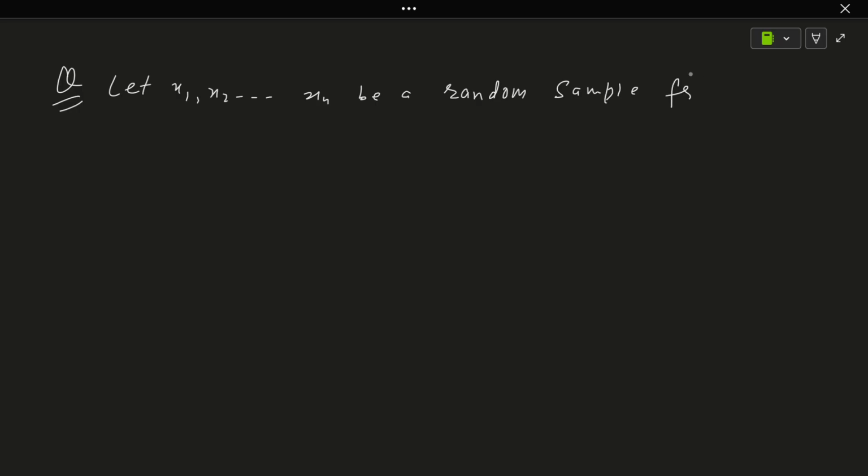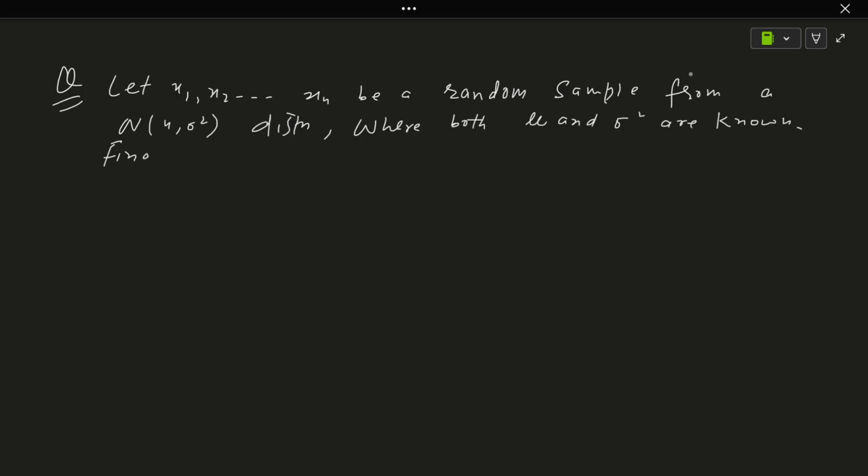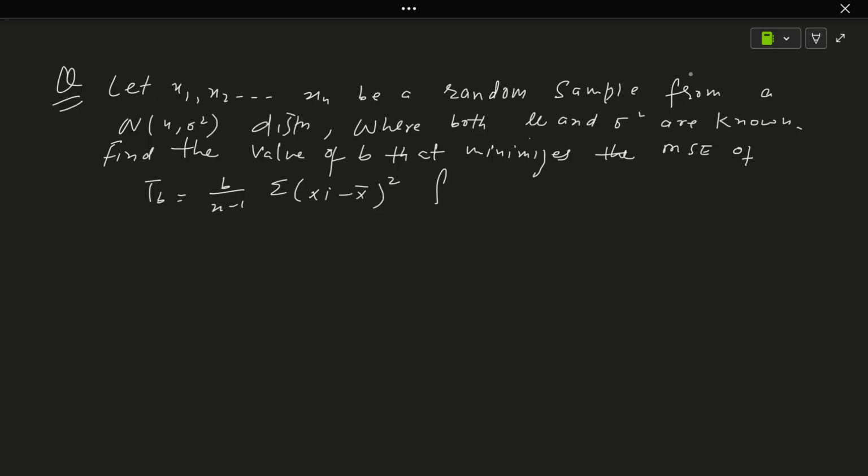The concept will be this. From a normal mu, sigma square distribution, where both mu and sigma square are known, find the value of b that minimizes the mean square error of TB is equal to b times n minus 1 summation xi minus x bar square, for estimating sigma square, where x bar is equal to 1 upon n summation xi.